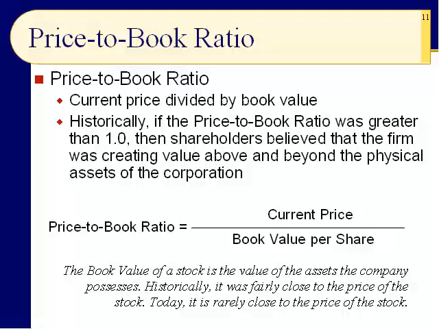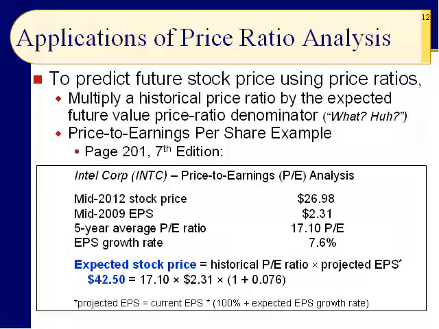Okay. So I burbled on now for 27 minutes. Let's see if we can use this information to predict future stock prices. And it turns out we can, just not very accurately. Slide number 12. To predict the future stock price using price ratios, we multiply a historical price ratio by the expected future value price ratio denominator. What are you talking about? Well, actually, folks, the calculation is very easy. It's very simple. It's just understanding what you're doing is the hard part.